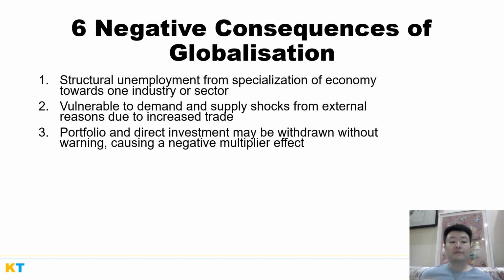Number 3, portfolio and direct investment may be withdrawn without warning for a variety of reasons, and this would have a negative multiplier effect. So the government all of a sudden could change a law, and that could cause portfolio and direct investment to just go down, yeah? Or another government in another country could open up their economy to FDI, and so now country A's FDI and portfolio investments now goes down because all the money is flowing towards where the profits, interest, and dividends are.